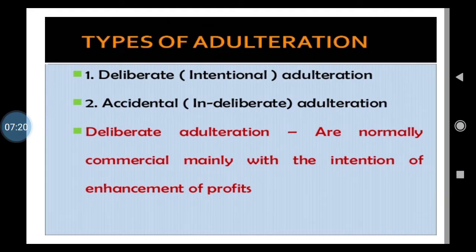Now, you must also know the types of adulteration. One is deliberate, that is intentional, done purposely. The reasons we will also see. One is deliberate, intentional adulteration, and another is accidental, which may be by mistake.